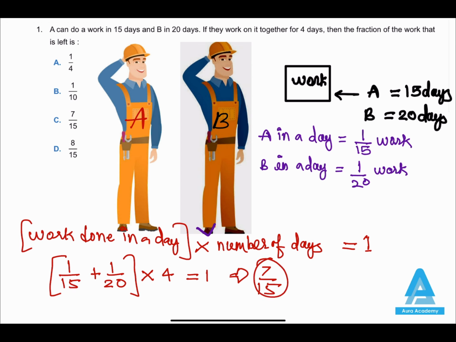So this is the work done in 4 days, but what we were asked was how much work is left. So 1 minus 7 by 15, that is going to be 8 by 15.